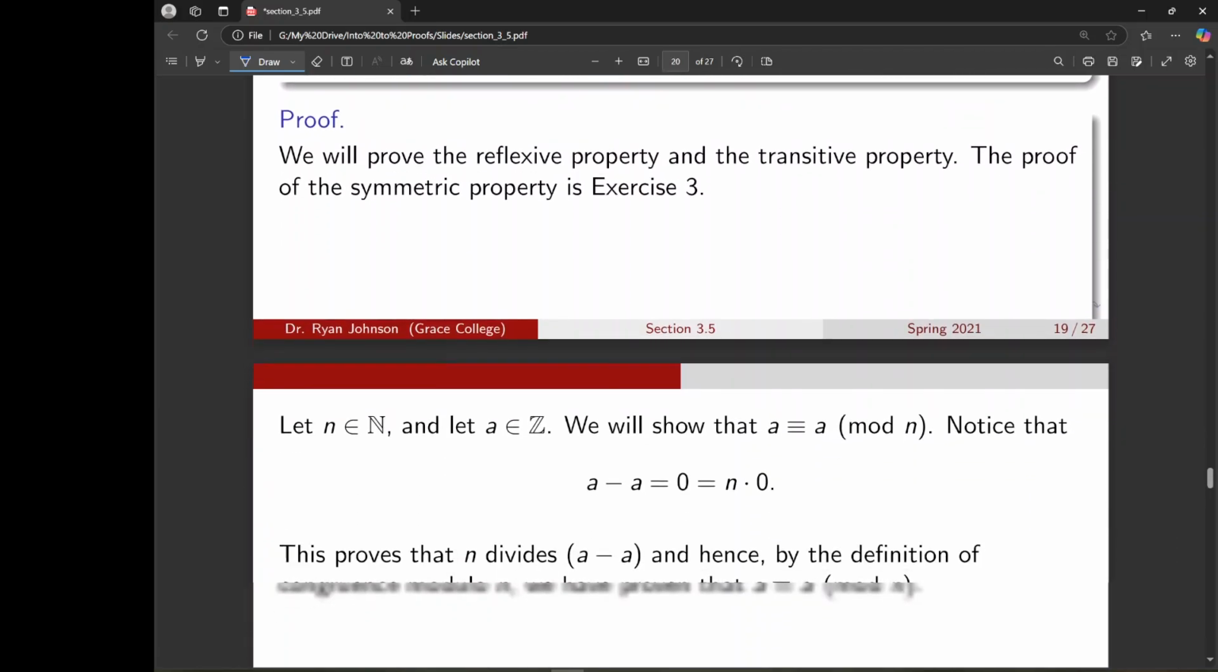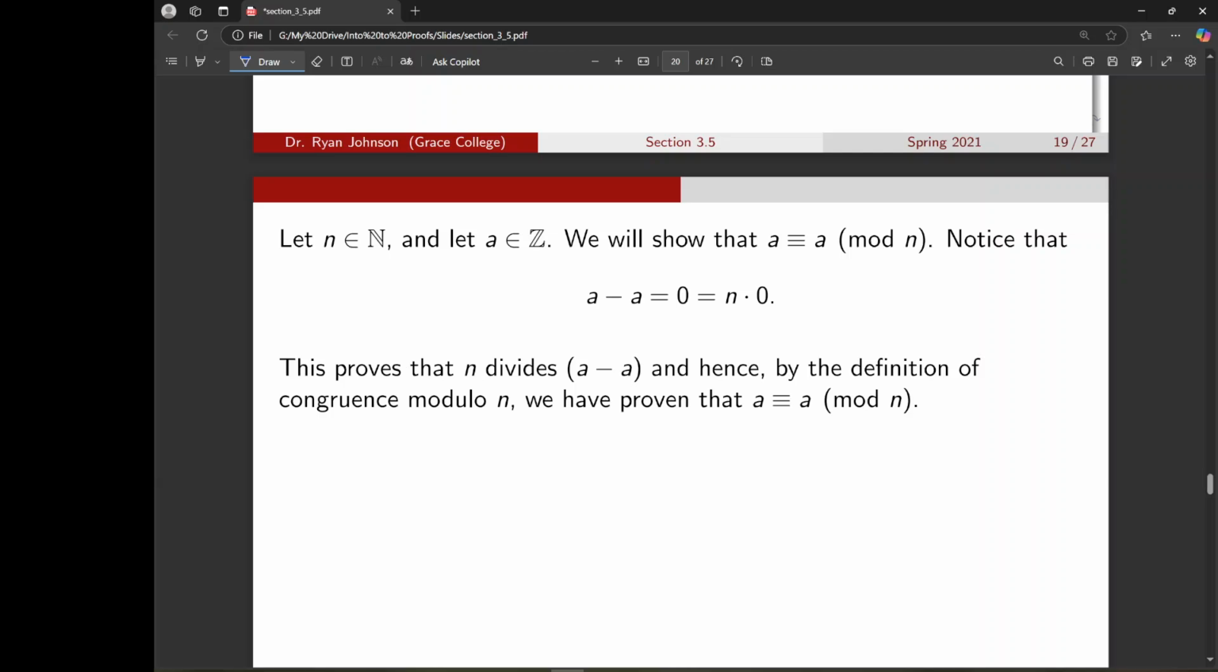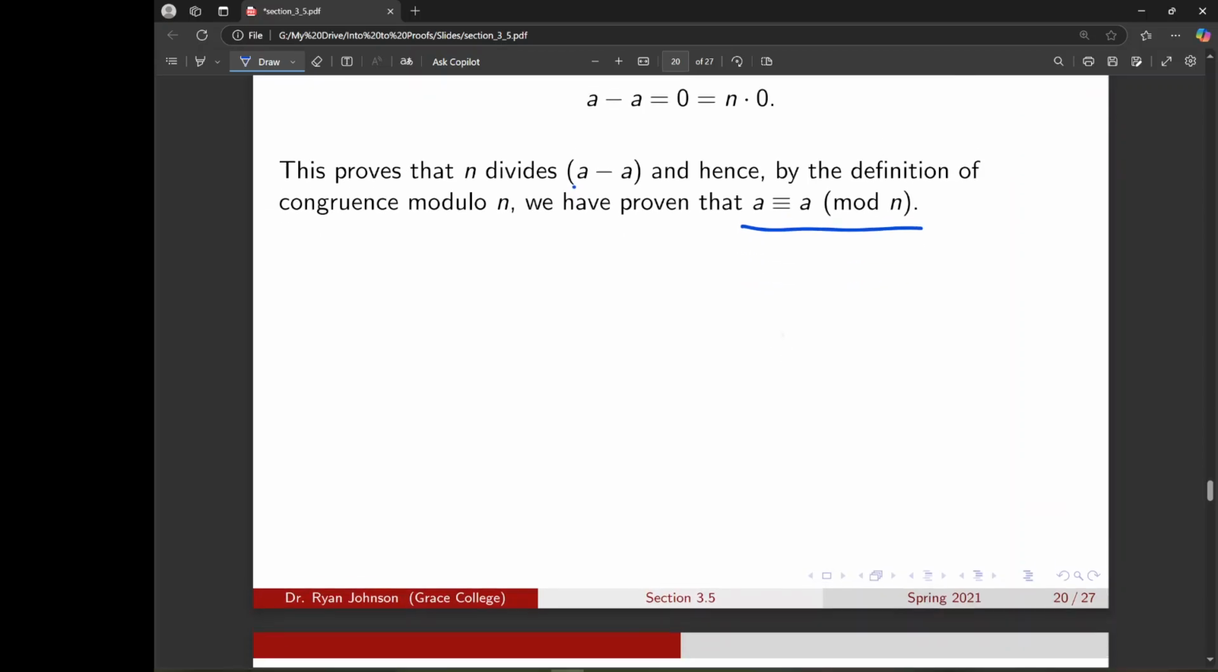All right. So to prove the first one, we have a very simple assumption that a is an integer. We want to show that a is congruent to a. Well, whenever you're doing something kind of silly, you can use the word notice. So notice that a minus a equals 0 equals n times 0. This proves that n divides a minus a, and hence, by definition of congruence, we've proven that a is congruent to a mod n. All right, that was an easy one.